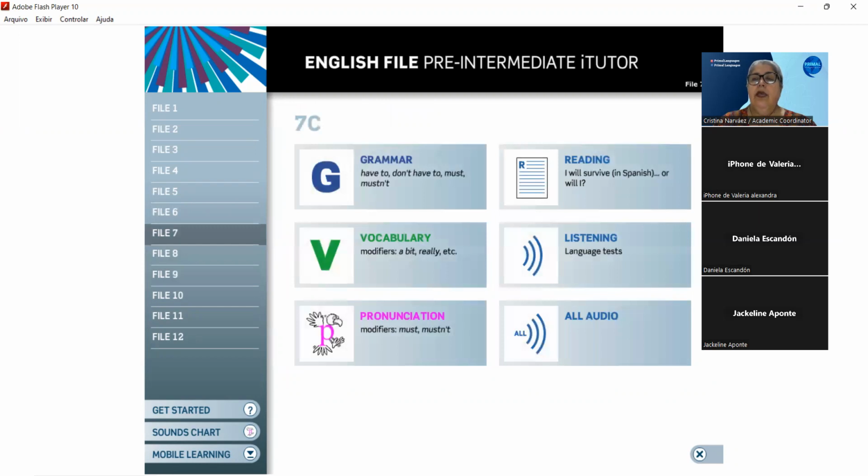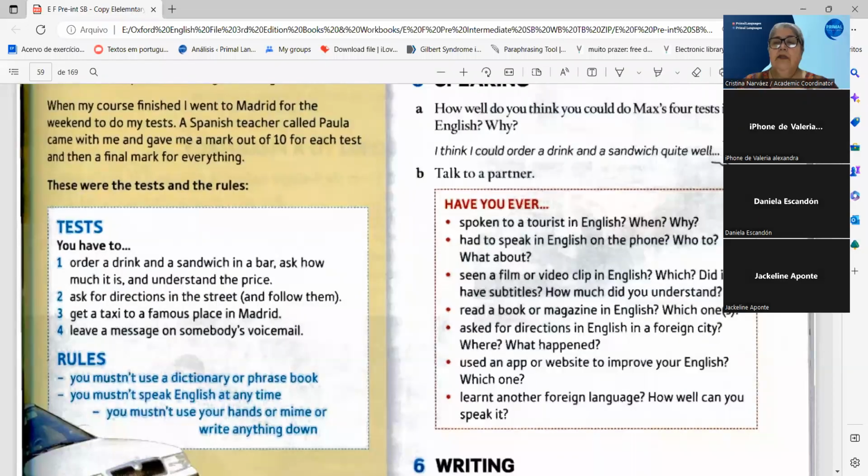cuando yo utilizo el present perfect, significa que es un tiempo pasado, pero cuando sucedió no es importante. Entonces yo voy a hacer preguntas en el present perfect. Por ejemplo, have you spoken to a tourist in English? Eso lo puedo interpretar en español como, ¿alguna vez has hablado con un turista en inglés? O sea, desde que tú naciste hasta ahora, ¿has hecho eso? Ok. When and why?